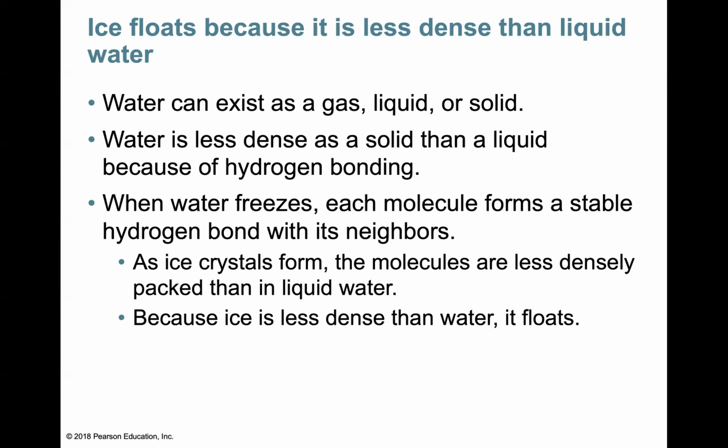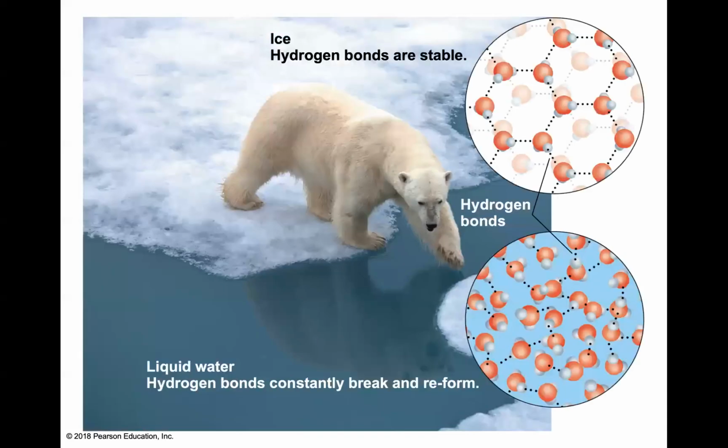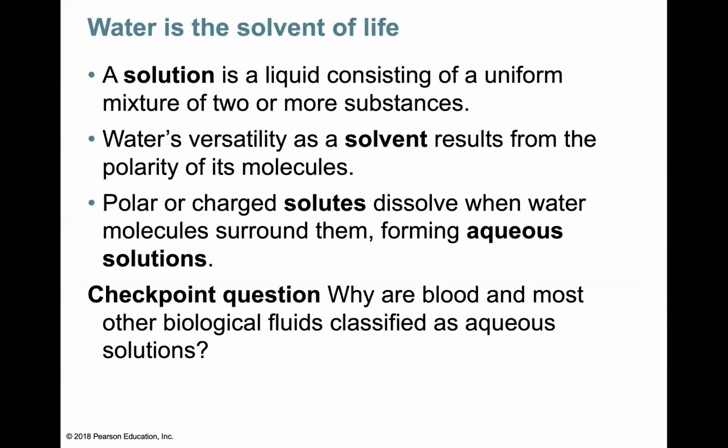Ice floats because it's less dense than liquid water, okay? So there's ice where we've got some stable hydrogen bonding taking place. In liquid water, these hydrogen bonds are constantly being broken and reformed, and so it's going to be less stable as a surface, okay? All right, so we're still looking at water's life-sustaining properties, all right?